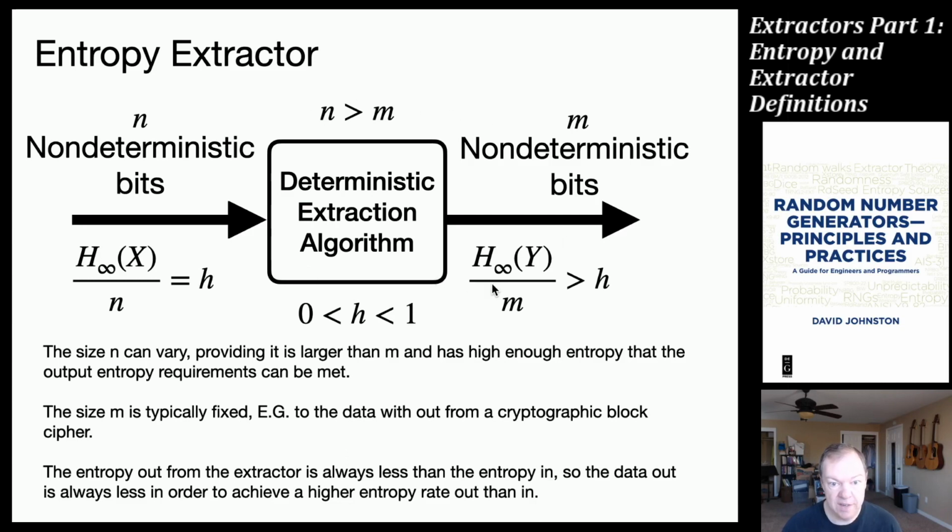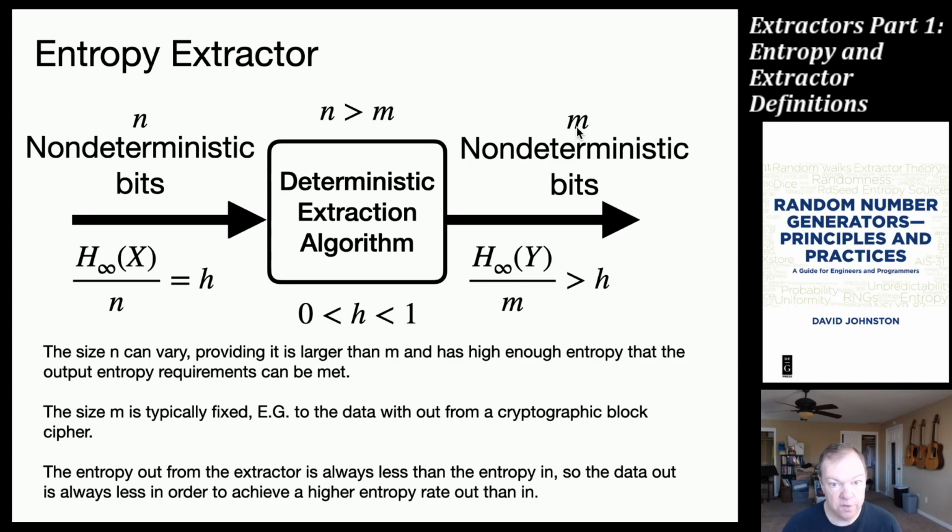What you also find is that the amount of entropy out, so h sub infinity of y, the output, is always less than h sub infinity of x. So we're not adding any entropy. We're essentially compressing this data so the amount of entropy per bit is greater.